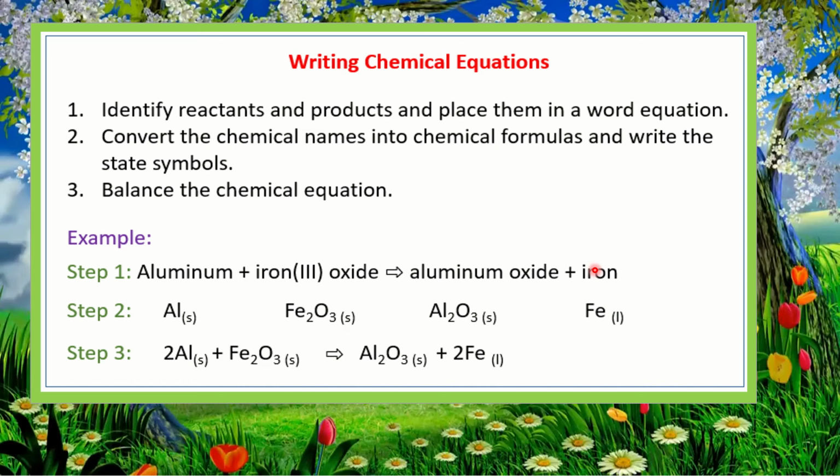Dear students, look, when diatomic molecules are written, hydrogen, oxygen, nitrogen, chlorine and fluorine, then you will write H2, O2, N2, Cl2 and F2. But when solid elements are written, then you will write like this, Al, not Al2. And after balancing the reaction, it is 2Al plus Fe2O3, then products Al2O3 plus 2Fe.